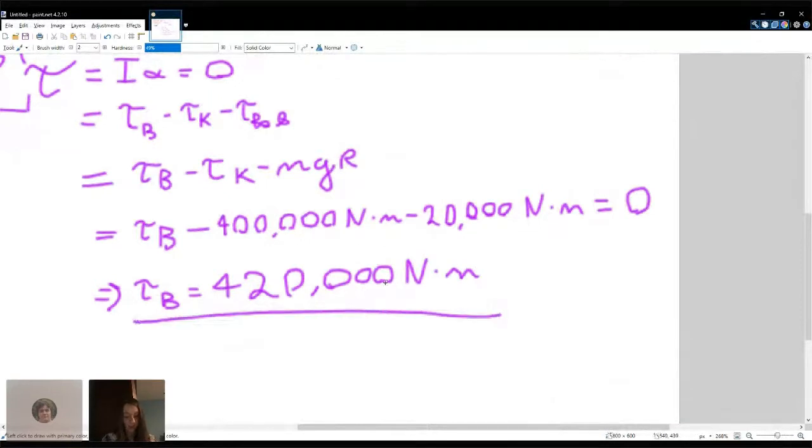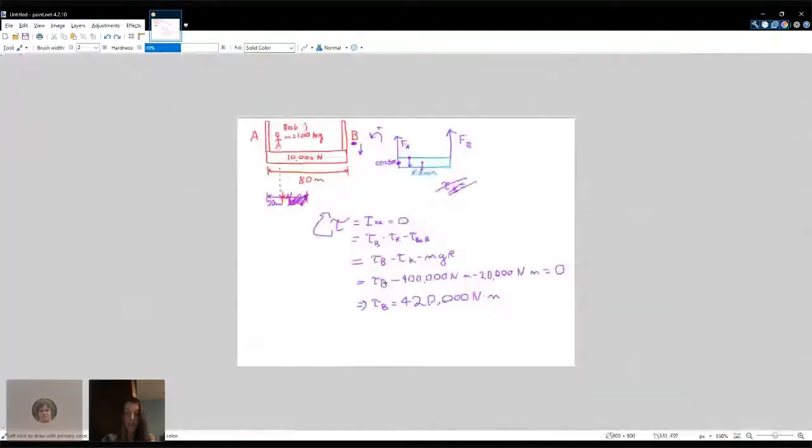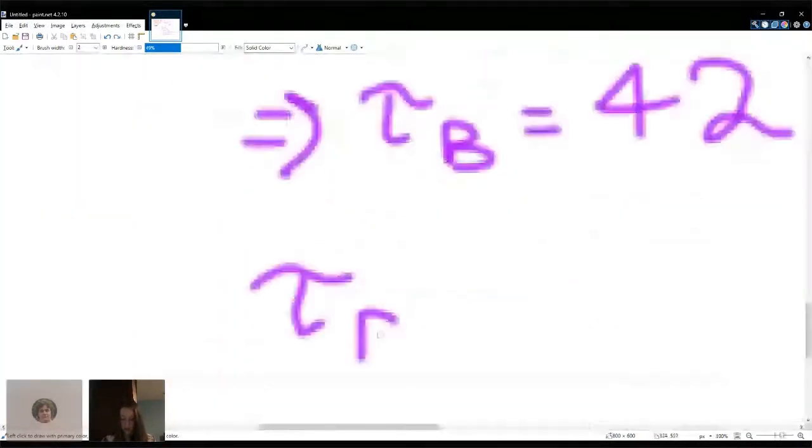Yes. So the problem itself is asking for the force that pillar A and pillar B respectively exert to prevent the bridge from rotating. So now we have to find the force of B. We have the torque, but we don't have the force.